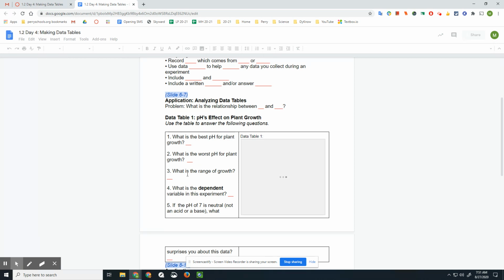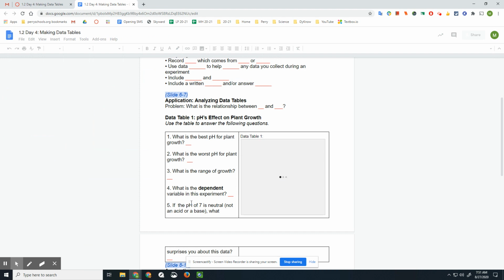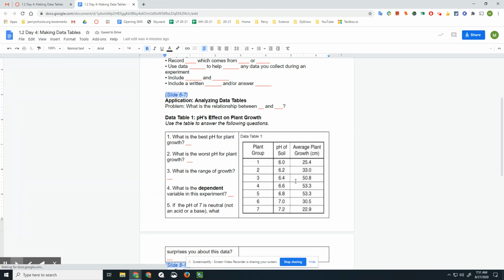All right, what is the range of growth? Remember, range is the highest minus the lowest. So you take your highest and subtract the lowest: 53.3 minus 22.9, and that will be your range. What is the dependent variable in this experiment? The dependent variable is what you're measuring. Remember, the independent variable is what the scientist is changing, so they purposefully change the pH for these plants. And then the dependent variable is the amount of inches grown or centimeters grown. So this is the dependent variable.